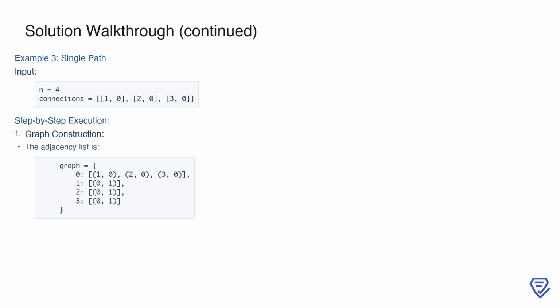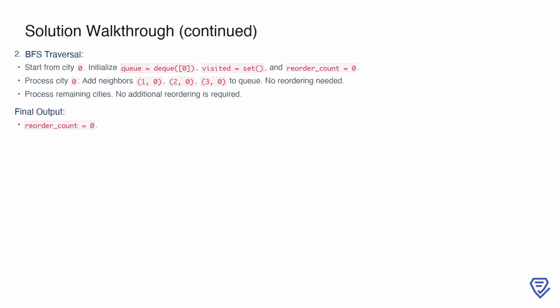Once the graph is built, we can clearly see that every path already leads to City 0. This structure will result in no edges needing reordering during the BFS traversal. Performing the BFS traversal for this example, we start from City 0 with an empty visited set and reorder_count initialized to 0. City 0's neighbors, Cities 1, 2, and 3, are added to the queue. Since all the edges are in the reverse direction, no reordering is required.